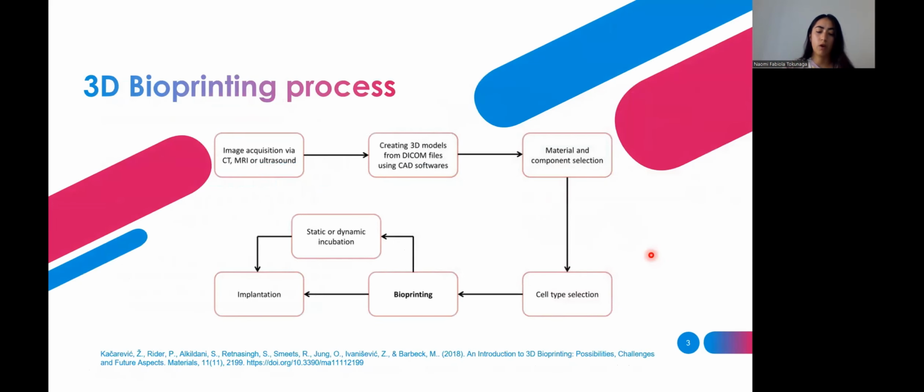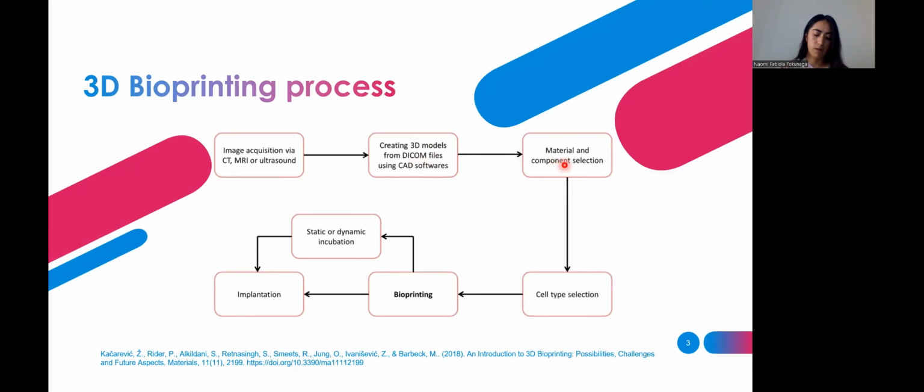For the 3D bioprinting process, to begin with, imaging modalities such as CT, MRI, or ultrasound can be used to create a digital 3D model of a tissue defect of interest. This is followed by using computer-aided design, from which the internal and external architecture of the scaffold, such as porosity or pore size, can be incorporated into a 3D model of the tissue defect.